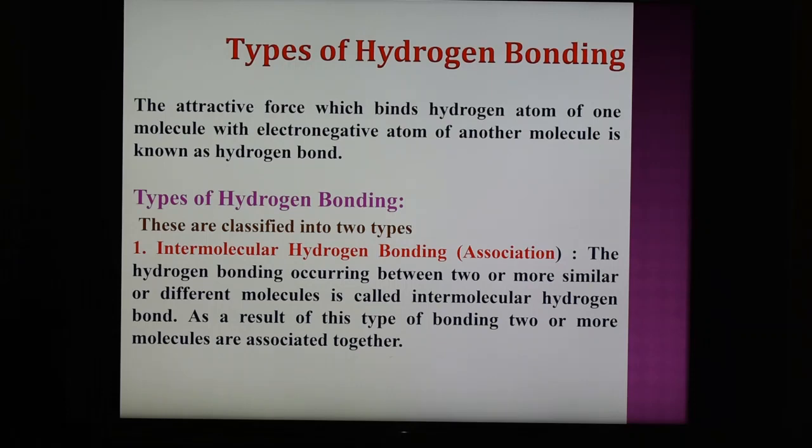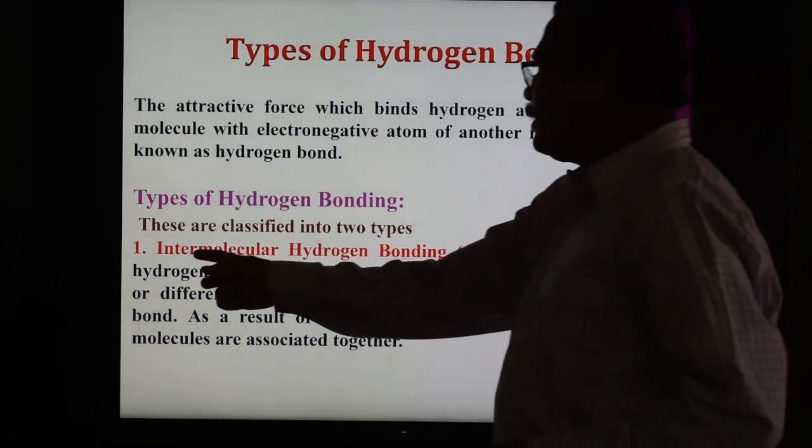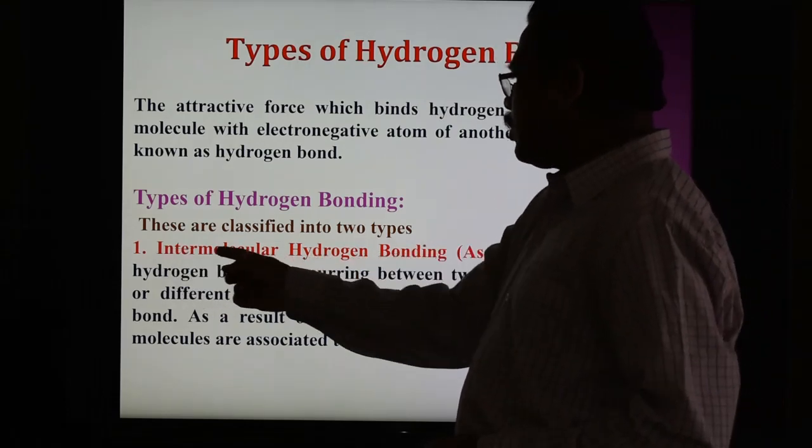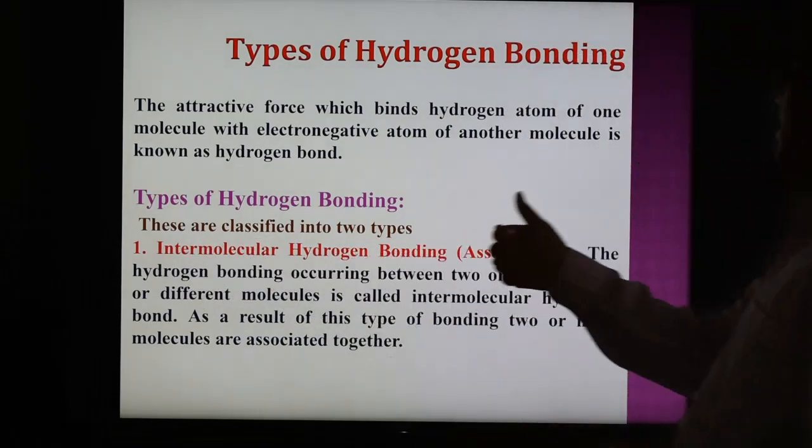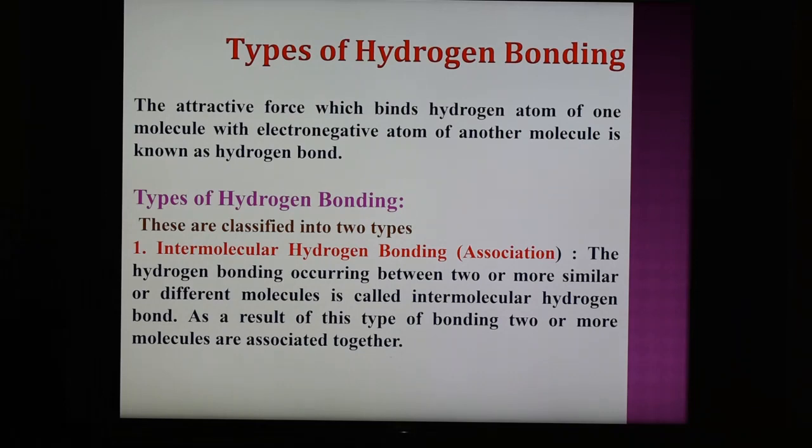Because inter means between the two molecules, this name is given. Intermolecular means the bond is formed between two molecules, meaning the hydrogen atom of one molecule and the electronegative element of another molecule form this bond. Therefore, because of this intermolecular hydrogen bonding, a large number of molecules come close, and there is association of this large number of molecules, and therefore it is known as intermolecular hydrogen bonding.